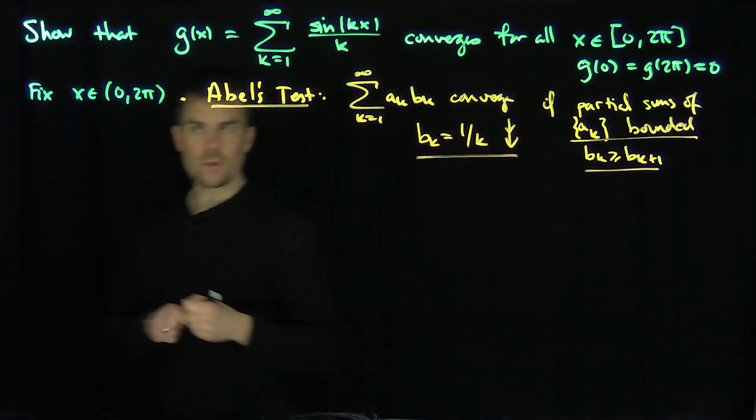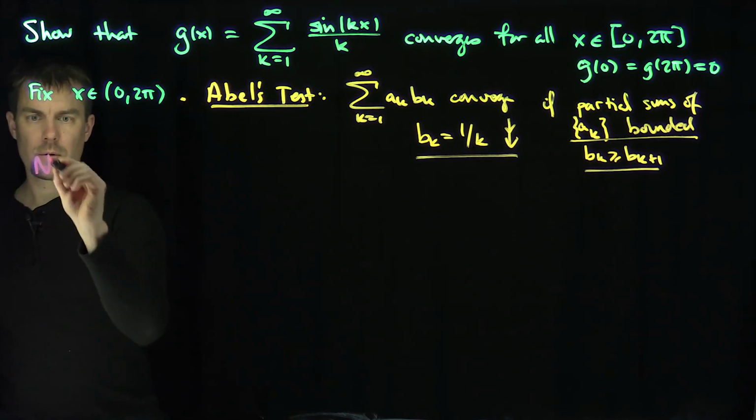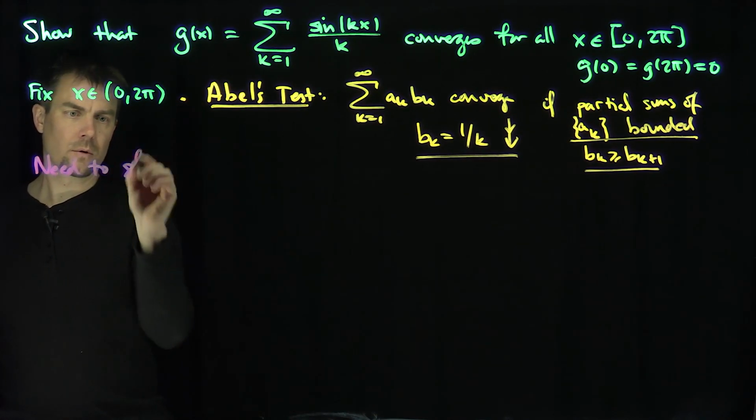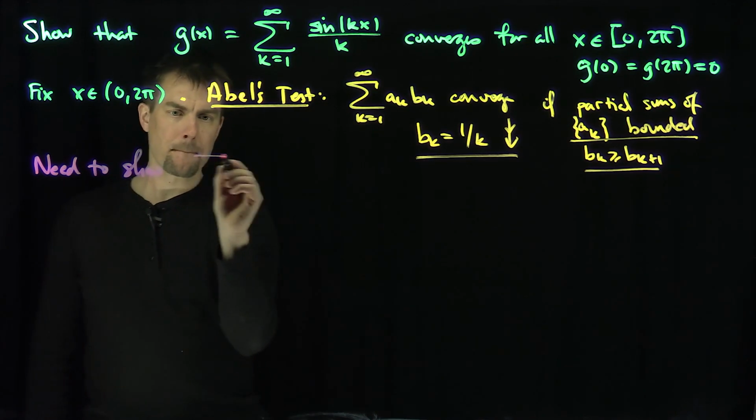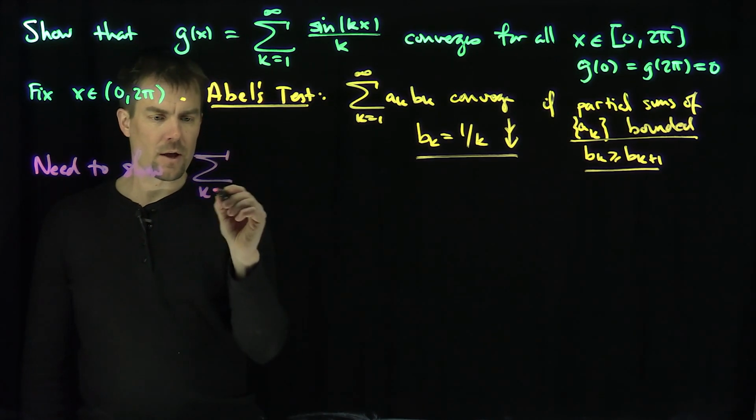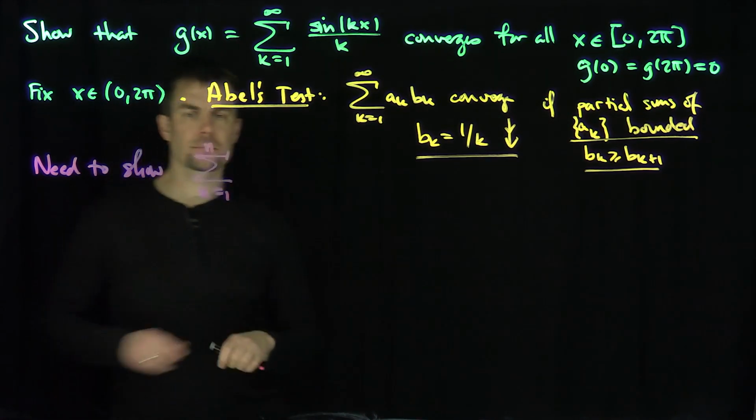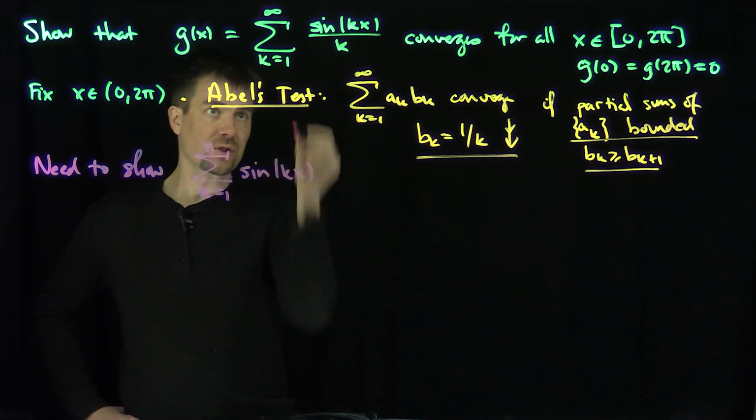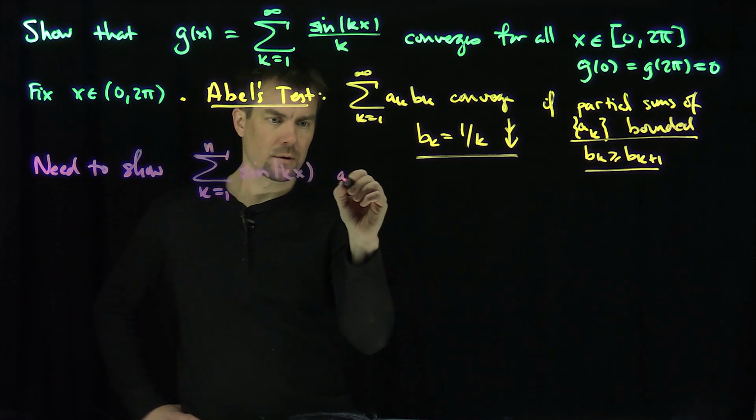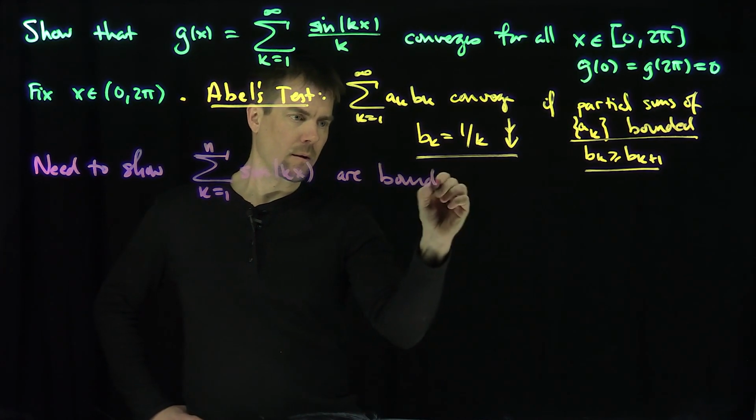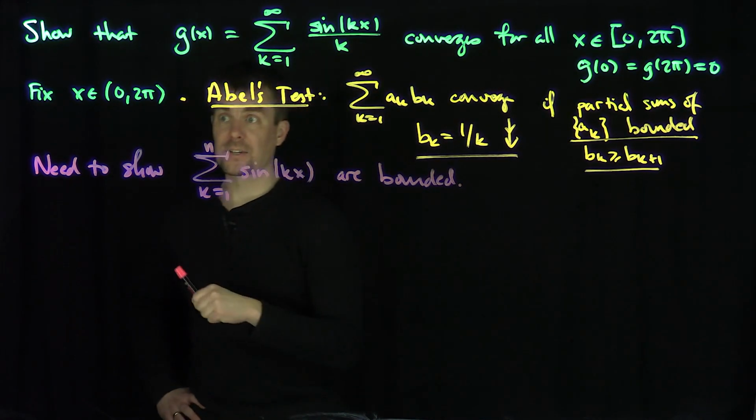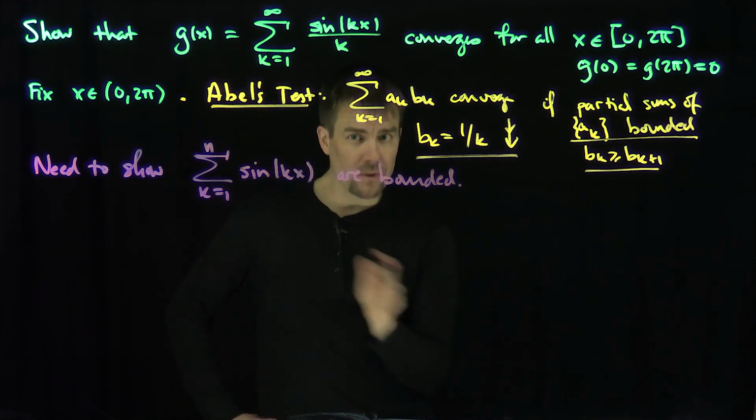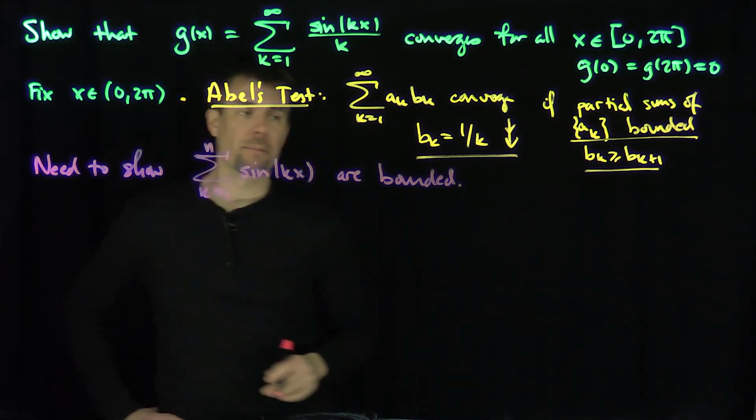To do that, we need to show that the sum k goes from 1 up to n of the sine of kx, those are the partial sums of the other terms, are bounded, for a fixed x. So I don't need to show a uniform bound, that's something different. I just need to show for a fixed x that they're bounded.